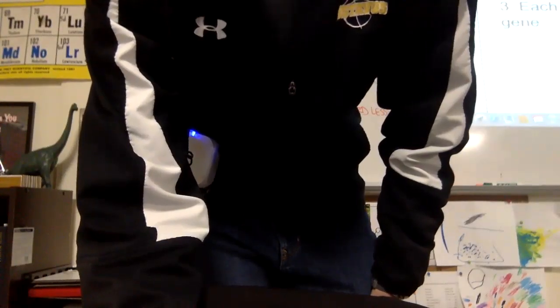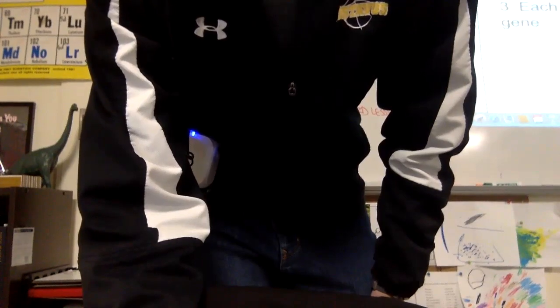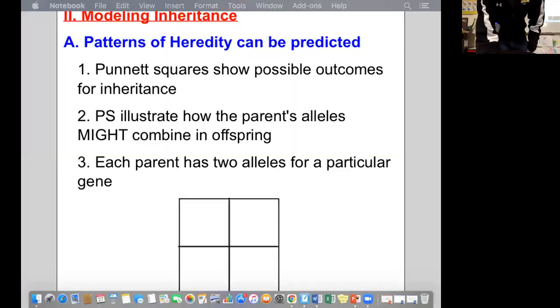Funny, my like other word with the Punnett squirrel one. Okay, we'll try it this way.